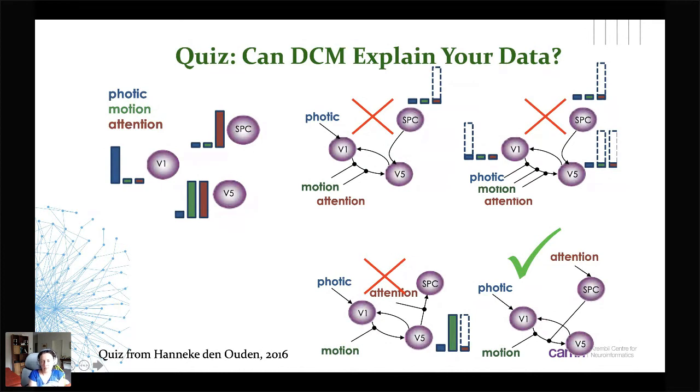And what this is assuming is that attention is entering SPC and SPC is modulating connectivity from V1 to V5. But perhaps this was a bit of a tricky question, because it's introducing you to a nonlinear version of DCM, which is also possible, where essentially the modulatory factor, the contextual input, is given through another region in your network. Okay, so that's the SPC here.